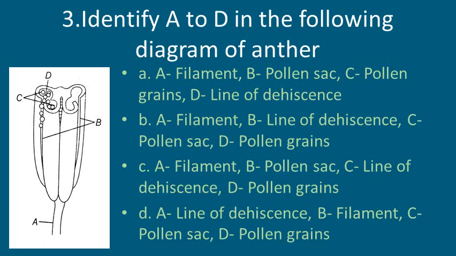From here we can understand first that A is the filament on which the anther is situated, and it is given in the first three options, that means A, B, C. Now B is the line of dehiscence through which the pollen grains are liberated after the maturity of the anther, and this is given in option B. C is the pollen sac or the microsporangium in which the pollen grains are present, and D is clearly the pollen grains. So the correct answer is option B.